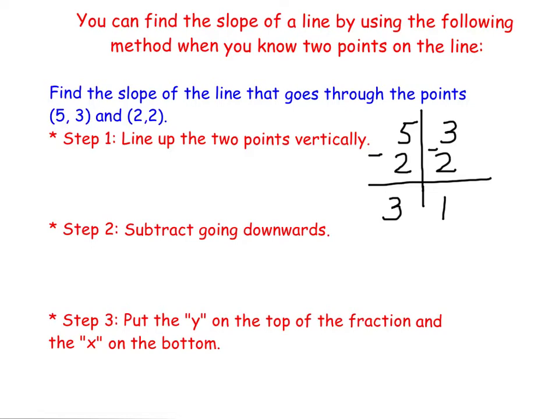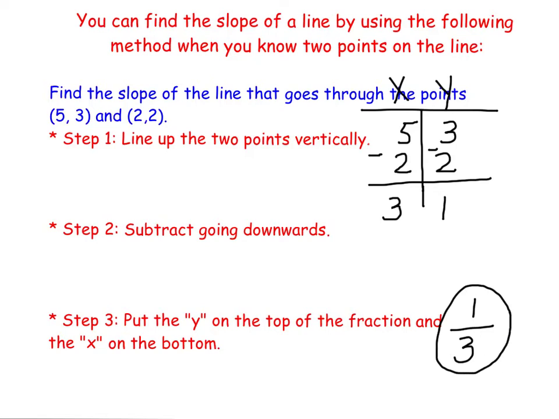Now step number 3 is to put the y on the top of the fraction and the x on the bottom of a fraction. Remember that this column right here on the left-hand side is the x column, and then we have the y column on the right. So what we want to do is take our y-coordinate, which is 1. That's going to go on the top of our fraction. Then we take our x-coordinate and we put it on the bottom. Therefore, our slope is 1/3.